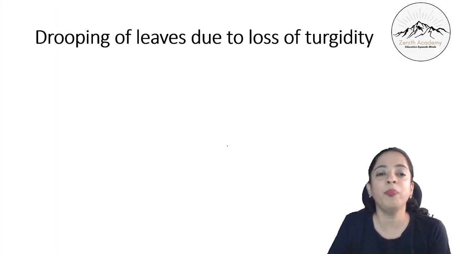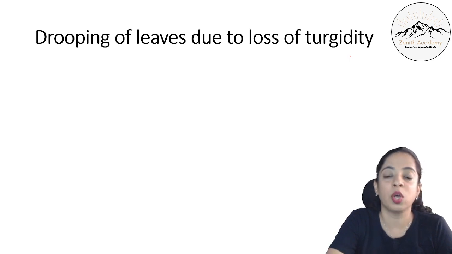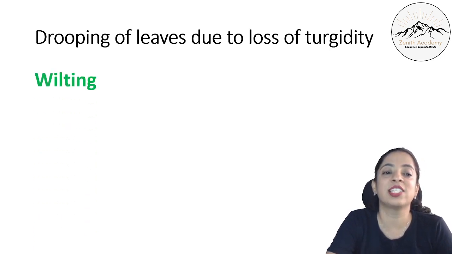Let's go ahead. Drooping of leaves due to loss of turgidity. What is this known as? Give the technical term of drooping of leaves due to loss of turgidity. The answer is wilting.